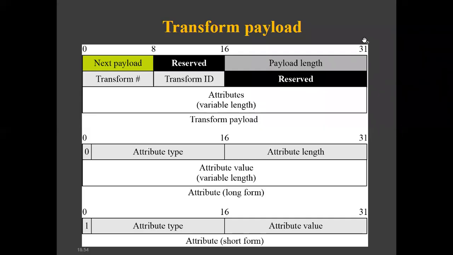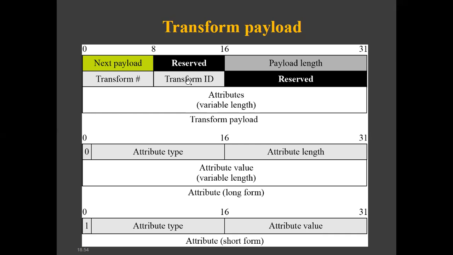Then the next payload is the transform payload. So this transform payload actually carries the attributes of security association negotiation. So this is the format of transform payload. The fields in the generic header, this next payload, reserve, and the payload length, we have already seen. Then the remaining fields here in the transform payload, the first one is this transform number. This is an 8-bit field which defines the transform number. If there is more than one transform payload in the proposal payload, then each must have its own number.